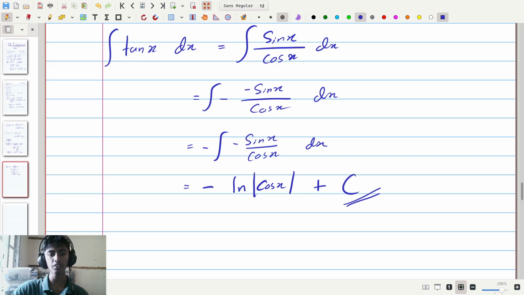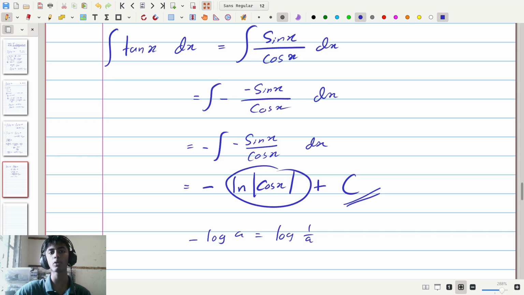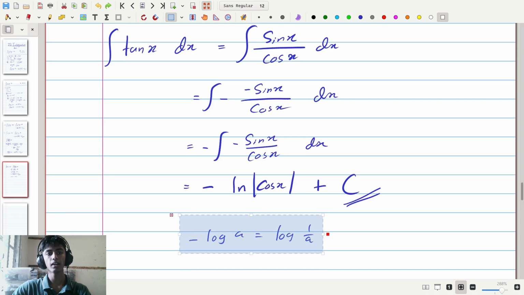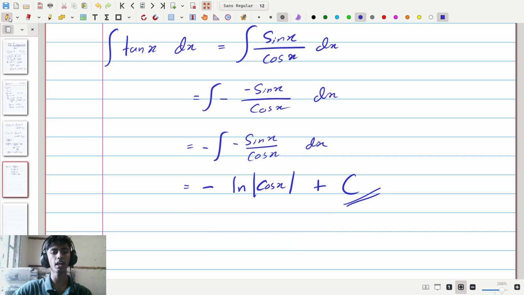Some people take this negative to the inside because we know that the negative logarithm of a is equal to the logarithm of 1 divided by a. So you might write this as the natural logarithm of the absolute value of 1 divided by the cosine of x, or simply natural logarithm of the secant of x. I, however, don't like writing it like this. I prefer to write the integral of tangent of x as the negative natural logarithm of the absolute value of cosine of x plus c.